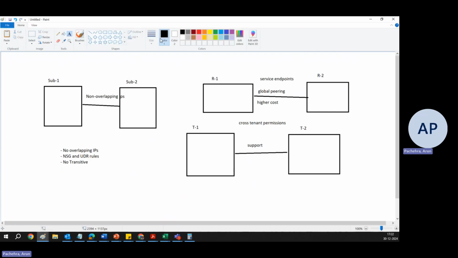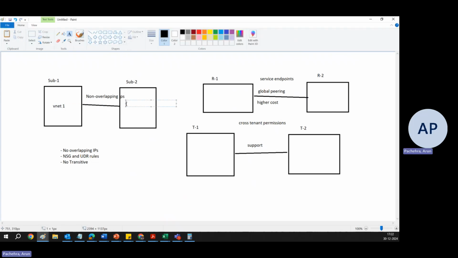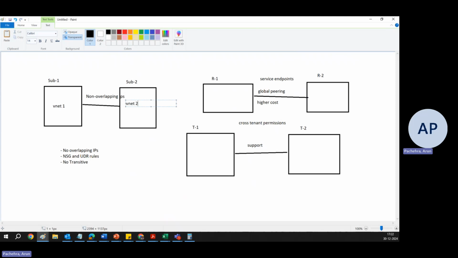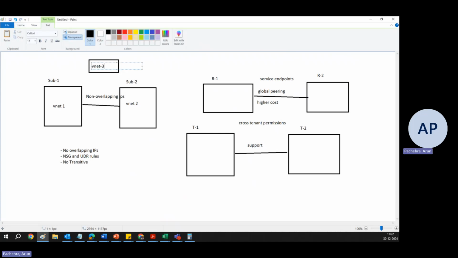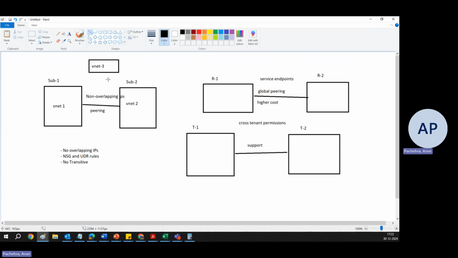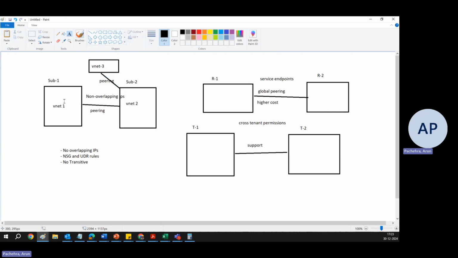So what is transitive here? Okay, let's try to understand transitive. Let's suppose this is VNet 1 and this box is VNet 2. Let's suppose there is another VNet, this is VNet 3. Now VNet 1 is paired with VNet 2, there is a pairing, and VNet 2 is paired with VNet 3, another pairing. Now VNet 1 can talk to 2 because of pairing, 2 can talk to 3 because of pairing. So what do you think, can 1 talk to 3 or not?